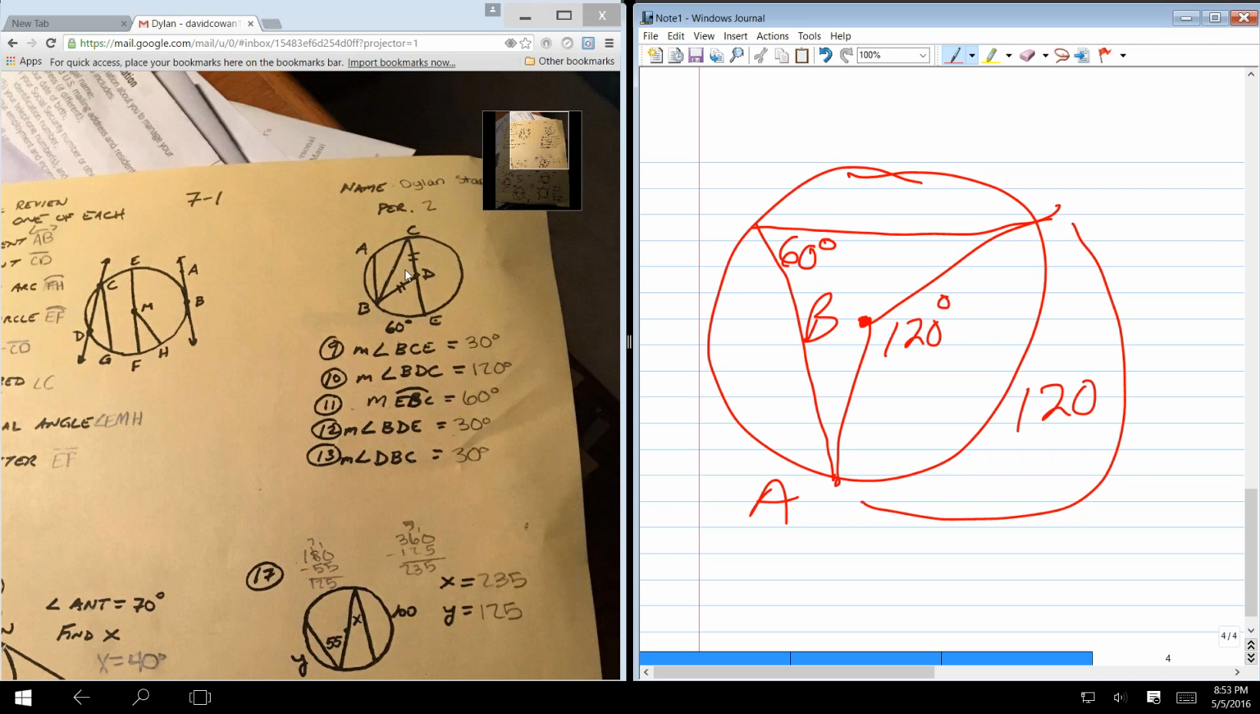So the measurement of EBC, and they're not talking about that angle, they're talking about that arc, has to be 180. Yeah, because that's a diameter. If CDE is a diameter, then that's a semicircle. Half of the circle is 180 degrees. Angle BDE. This is this angle right there. BDE. Sorry, that angle has to be 30, right?